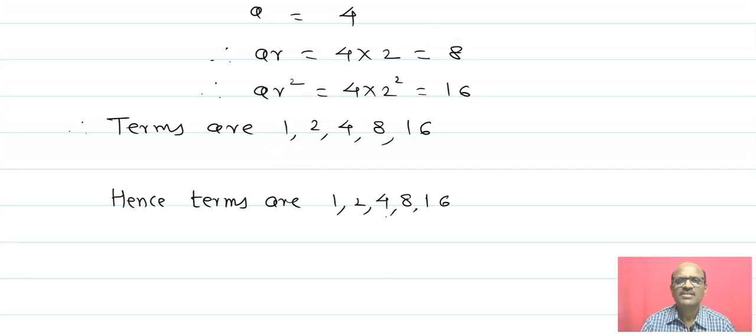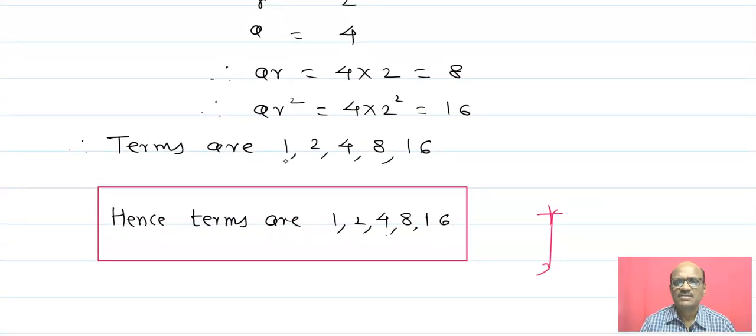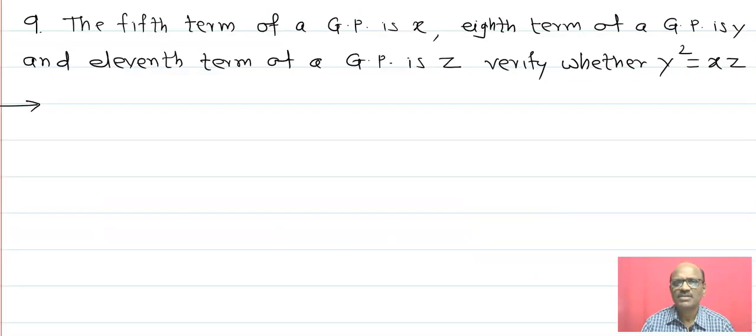But it is not necessary to write the second one. The required terms are 1, 2, 4, 8 and 16, because the value of r is 1. The answer in the textbook is given in two manners, but that is not required here. The value of r is a single one.